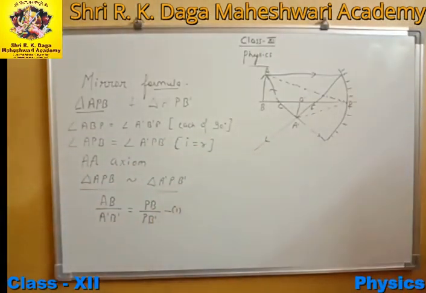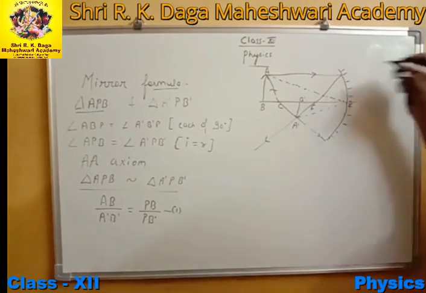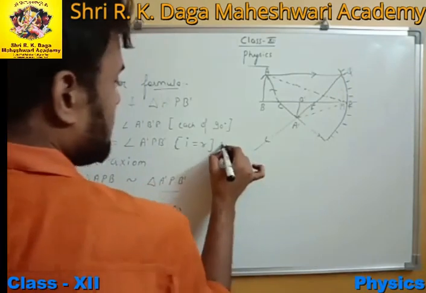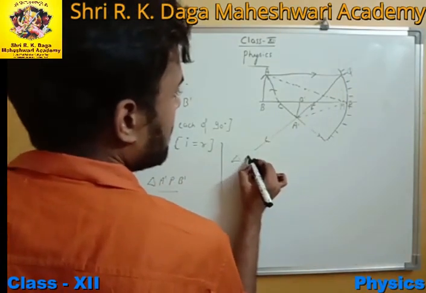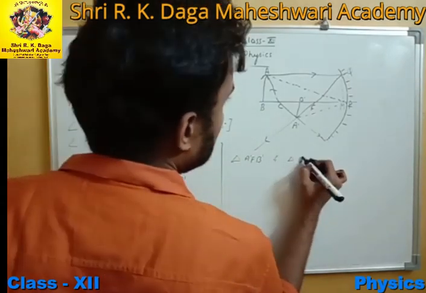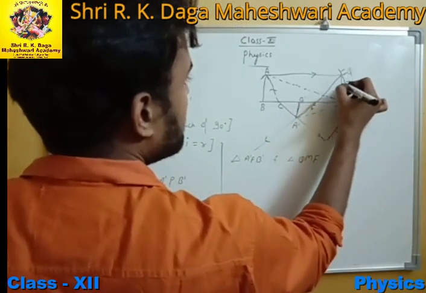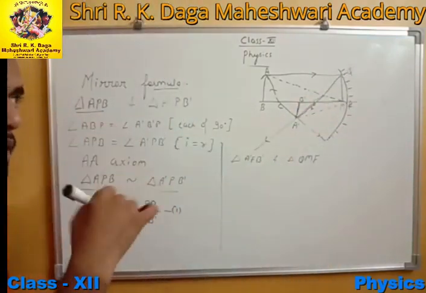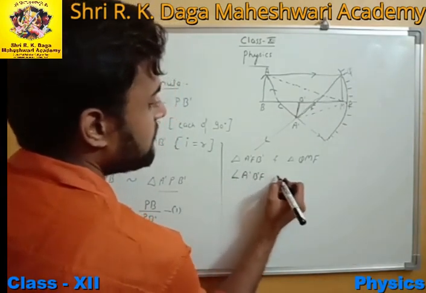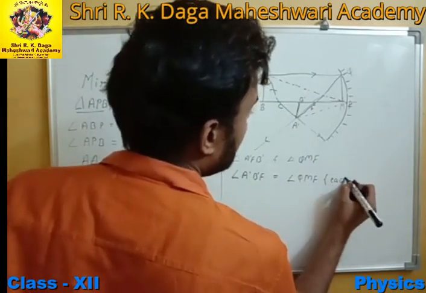Okay, now similarly, if I join these two lines and give it the name QM, then similarly the triangles A dash F B dash and QMF, I am talking about these two triangles, will also be similar to each other. How? As angle A dash B dash F is equal to angle QMF, right? As they are both 90 degrees.